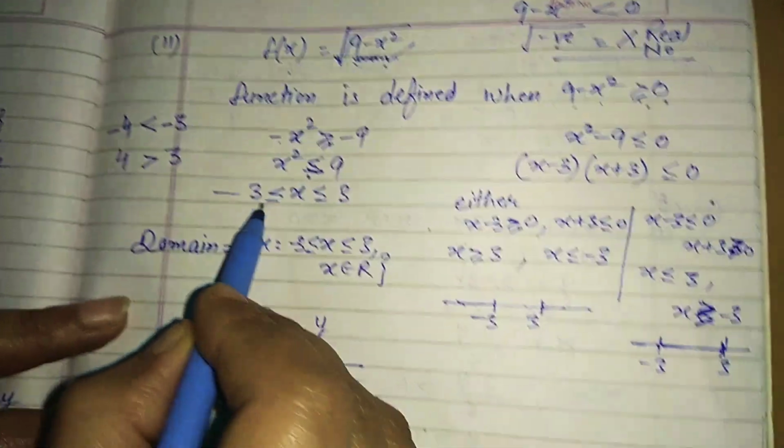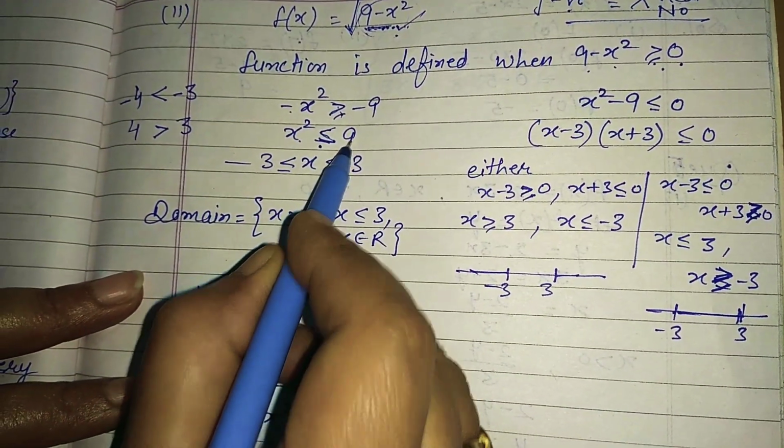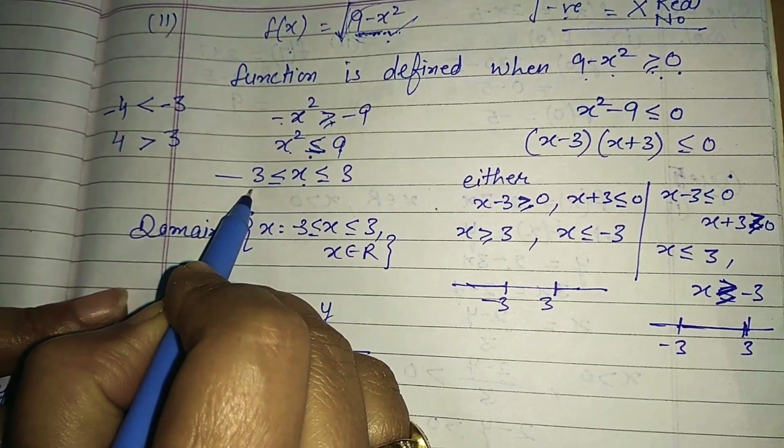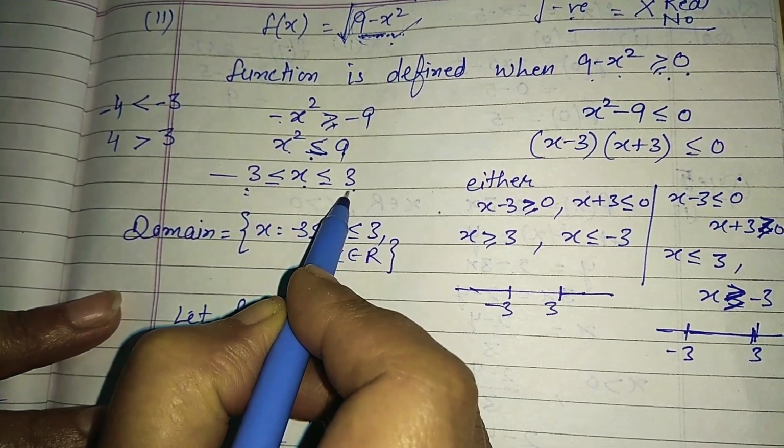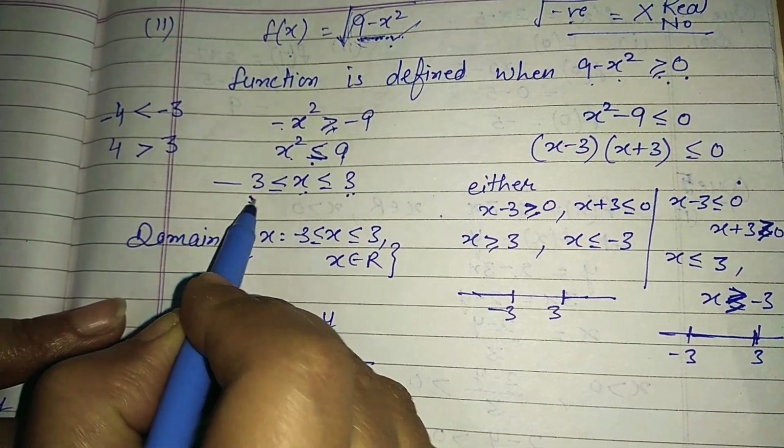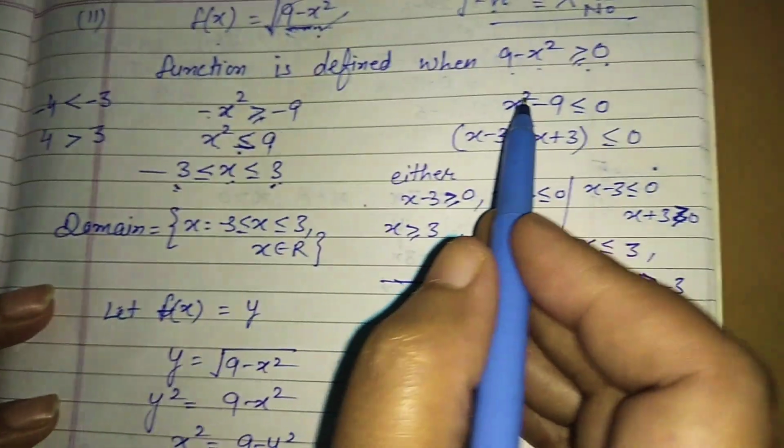Clear? Okay. Then if x square is less than or equal to 9, then x lies between minus 3 and 3. X will be from minus 3 to 3. We can do it this way also.